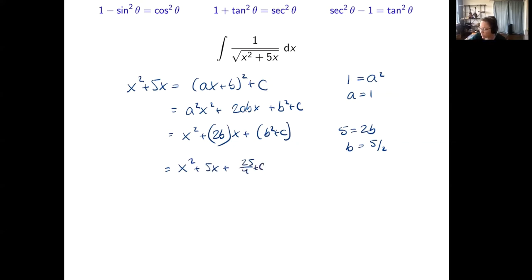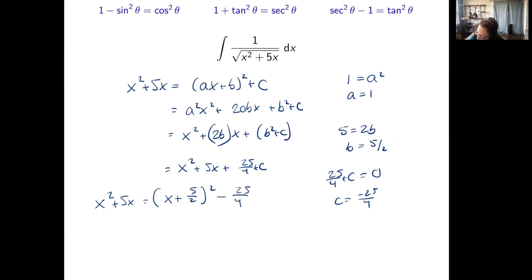And now I'm going to match up the constant term. If x is equal to 0, this is 0. My constant term is 0. The constants need to be the same. So I need 25/4 plus c to be the same as 0. So c needs to be negative 25/4. So altogether, I can write x squared plus 5x as a squared term, x plus 5/2 squared, plus c, which in this case is minus 25/4. So I can write this as something squared minus a constant.